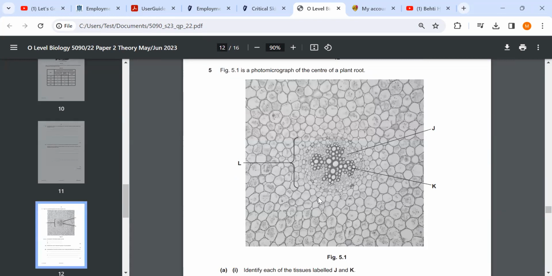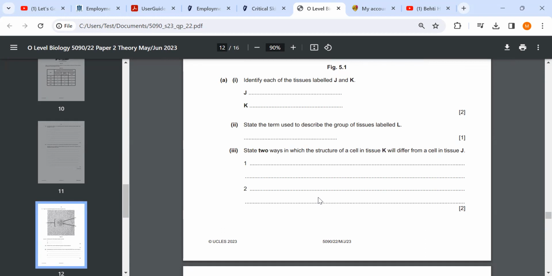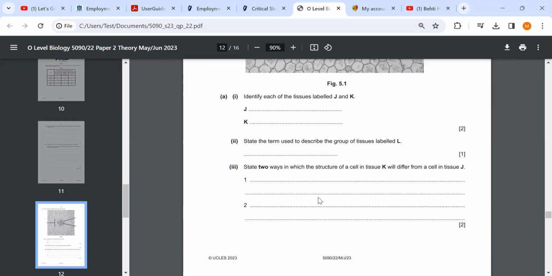How does K differ from J? We all know that xylem is basically a dead tissue. It has been lignified to provide the plant structural support and to help transfer water and mineral salts. However, phloem is completely different from it.